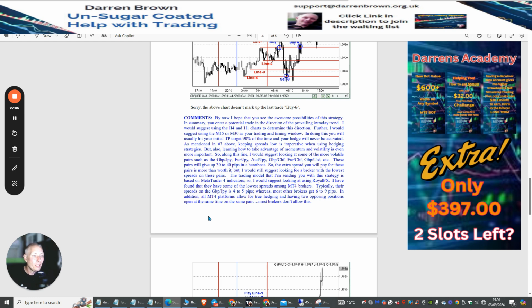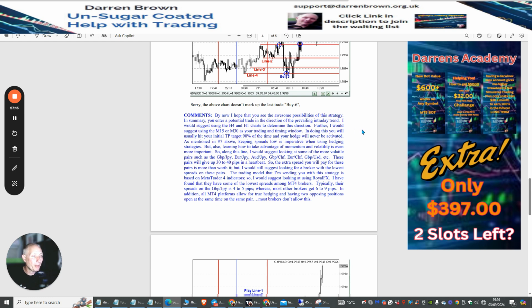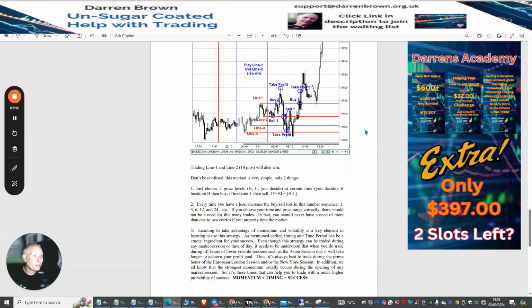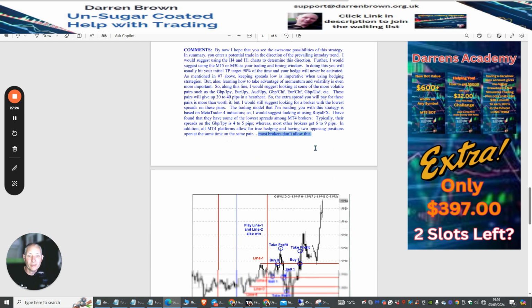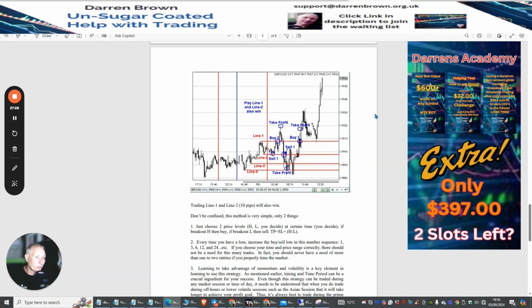In addition, these are based on an MT4 platform, but you can also use this on an MT5 platform, for opposing positions at the same time on the same pair. So this is something else you need to make sure of, that you are able to hedge on the actual account that you take out, or with a broker.